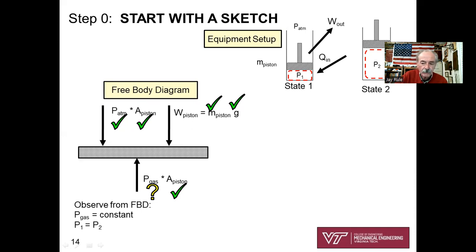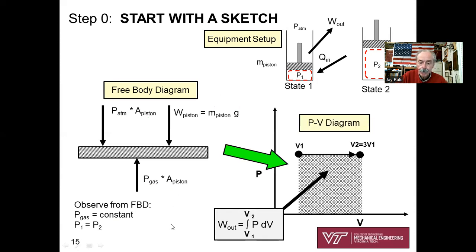So the downward forces are constant. Doesn't that mean that the pressure must be constant for this process? Yeah. So quickly, I would write down in my solution P1 equals P2 for this problem, constant pressure process. Now, we're looking ahead towards finding the work.